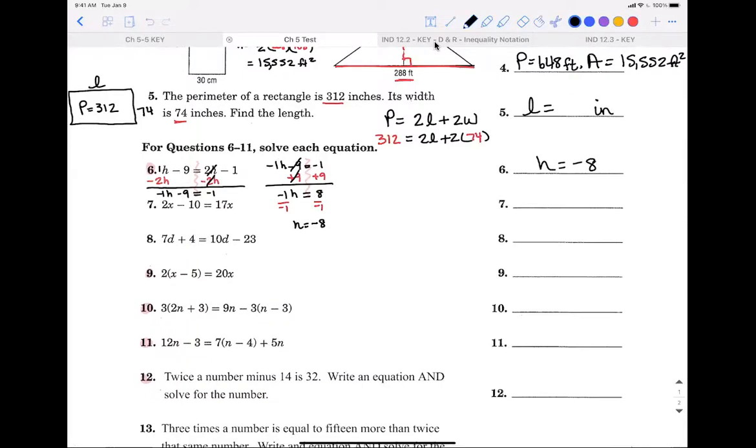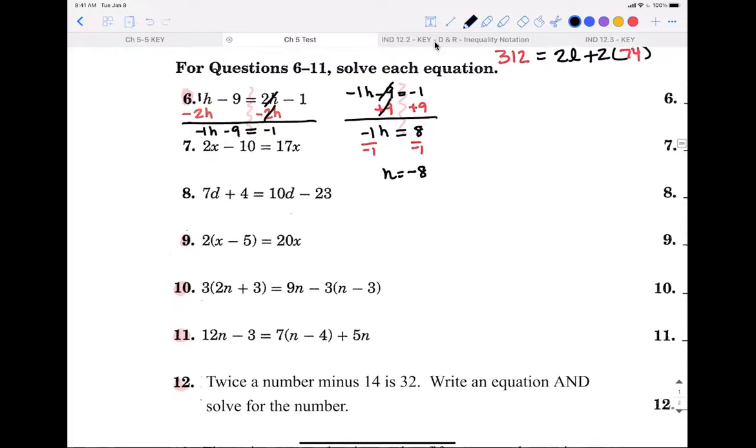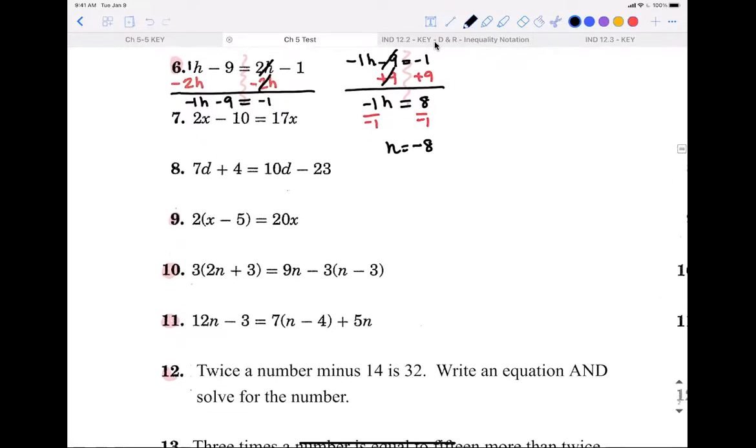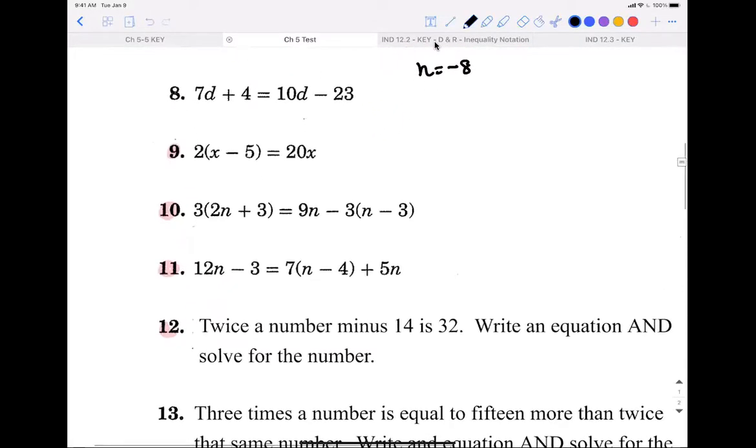Okay, I'm going to skip 7, leave that for you. I'm going to skip 8, leave that for you. It's very similar. No distribution needed. For number 9, I'm just going to get you started. I'm not going to work it. 2 times X is 2X, and 2 times negative 5 is negative 10. Okay, that should get you going.